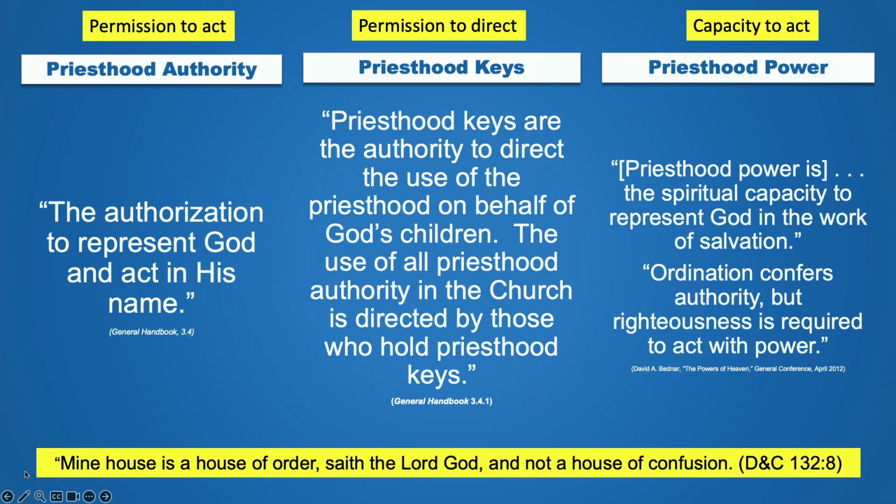Now, the next thing I like to do is just point out that God's house is a house of order, and this is why it works like this. We don't want priesthood authority just given to anyone and everyone. We don't want them going out doing whatever they want. We need to have some governance of this incredible power and permission to act for God. And so we have our priesthood key holders watching out for that.